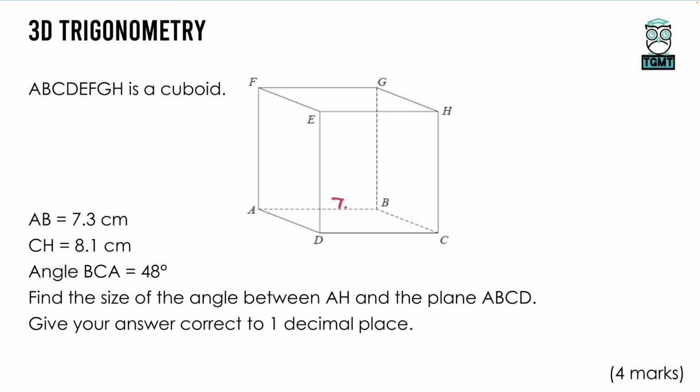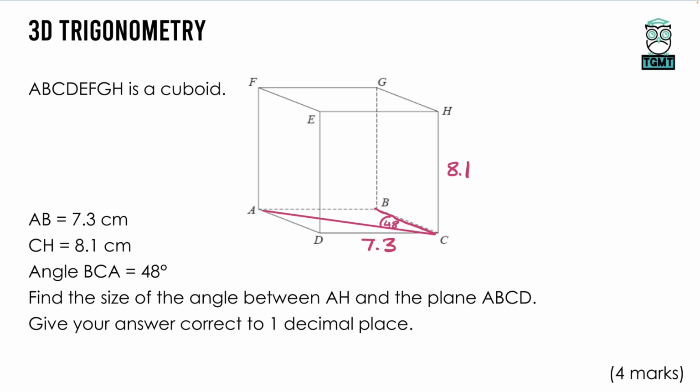We have 7.3 as this back length here, which is the same as the front. It might actually be easier if we write that on the front, so it's just out of the way a little bit, so 7.3. C to H, which is going up the side, is 8.1. And angle B to C to A is 48. Now if I go from B to C to A, which isn't the nicest one to draw, there we go, it creates this angle here. So that is my 48.